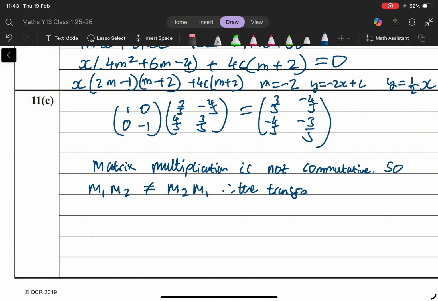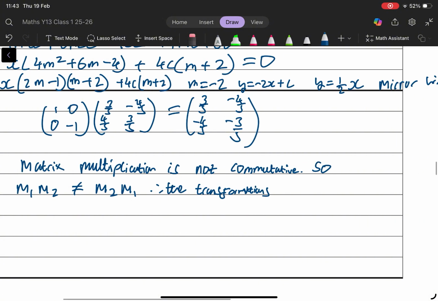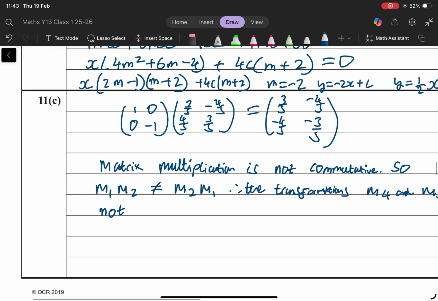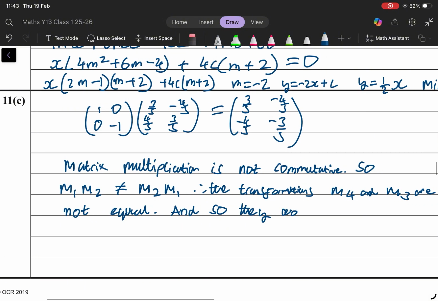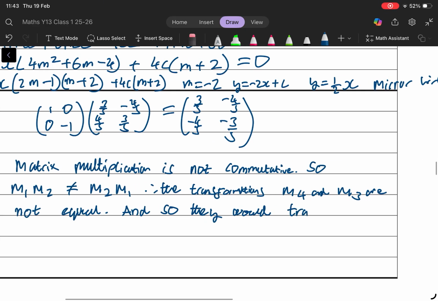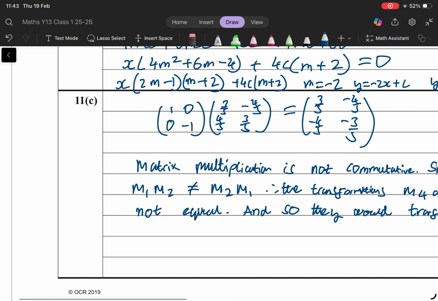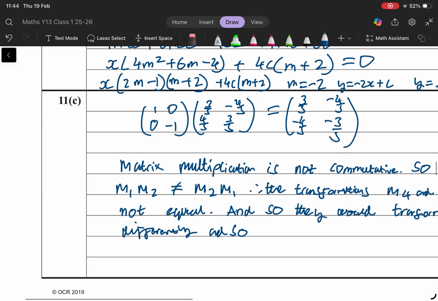So the transformations M4 and M3 are not equal. And so they would transform a vector differently, and so the claim is incorrect.